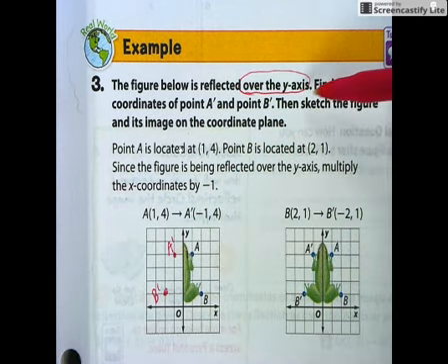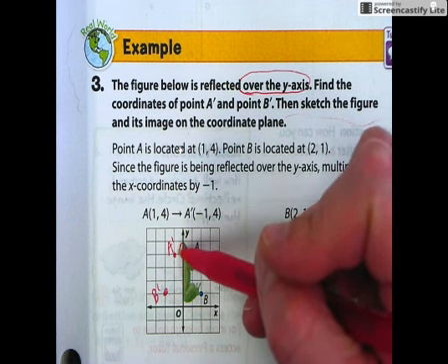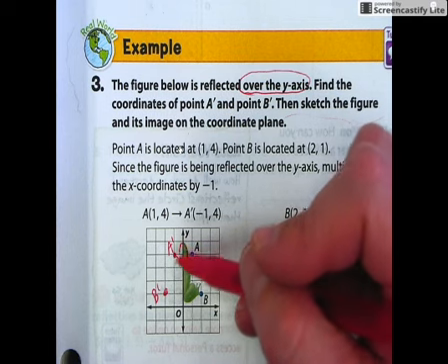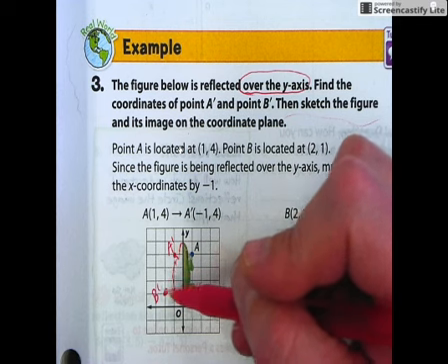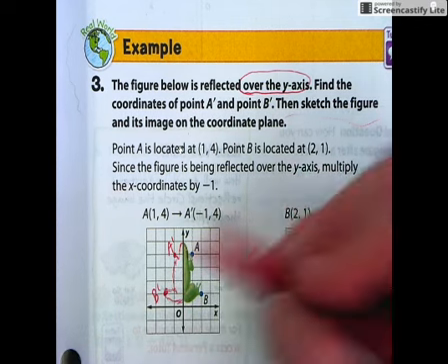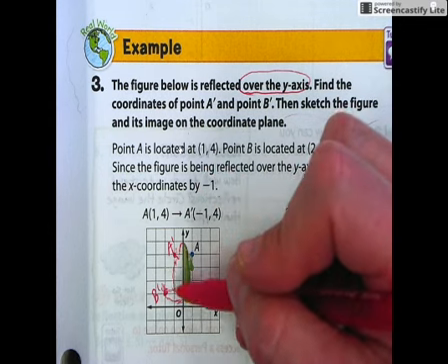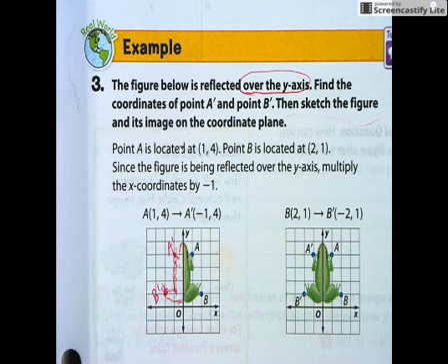And then it does say, then sketch the figure in its image on the coordinate plane. So let's just try to make this as symmetrical as possible, and try to sketch what the rest of this frog might look like. Something like that with its little feet and its little hands. I'm a little off a little bit. Somewhere right in there. All right, we will continue to reflect more tomorrow.